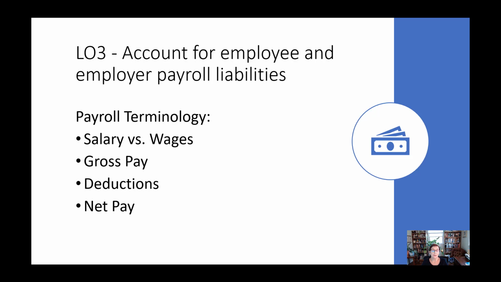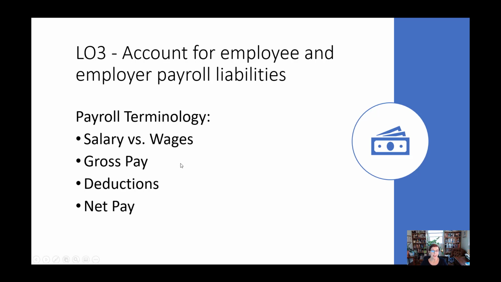So wages are going to be, you get paid a certain amount per hour, and then if you work more hours, then you get paid more, right? And then you also get overtime if you work over 40 hours in a week, and that's usually a time and a half, right? So salary versus wages.